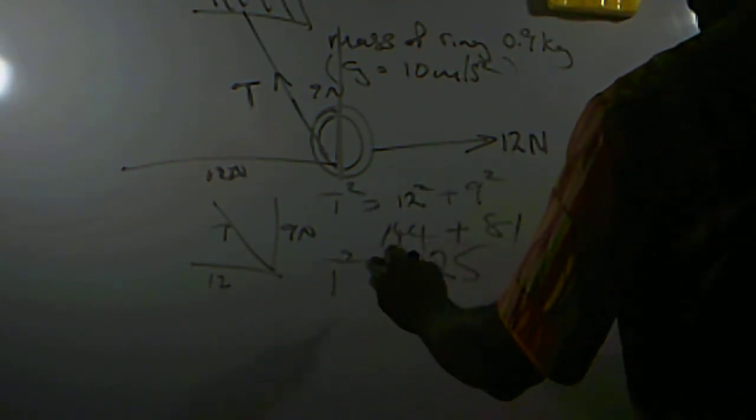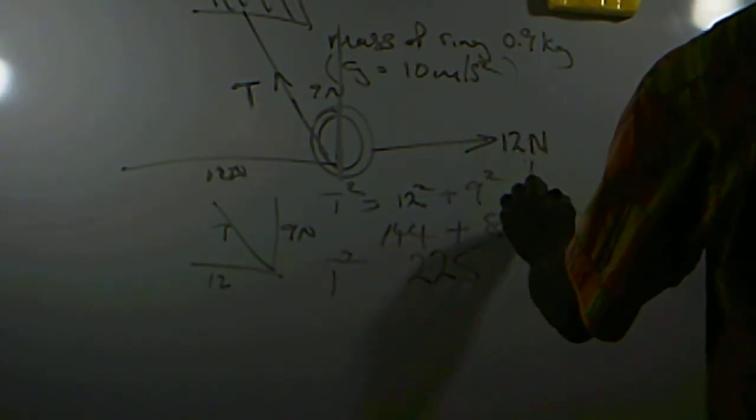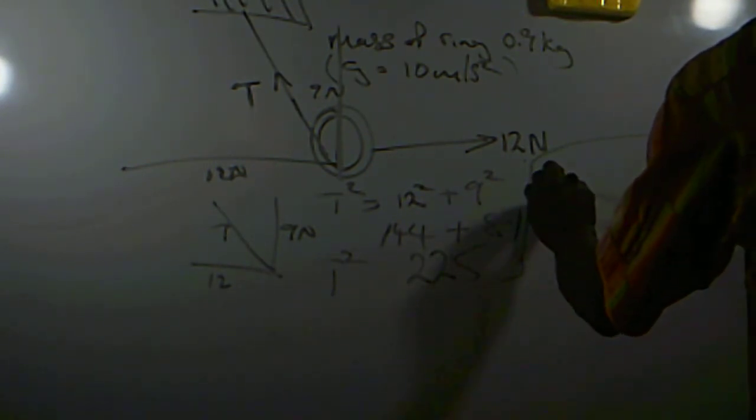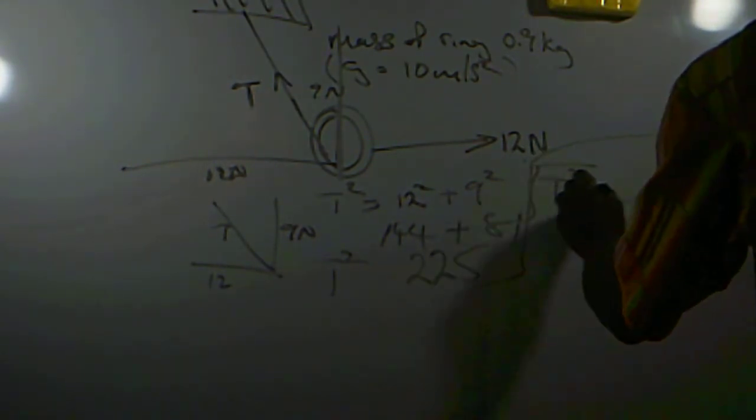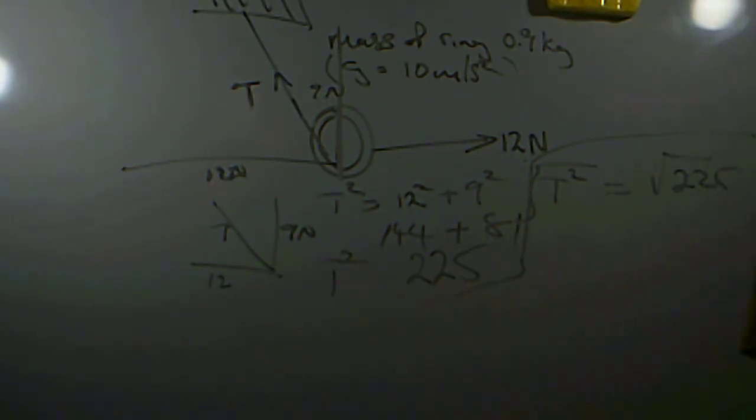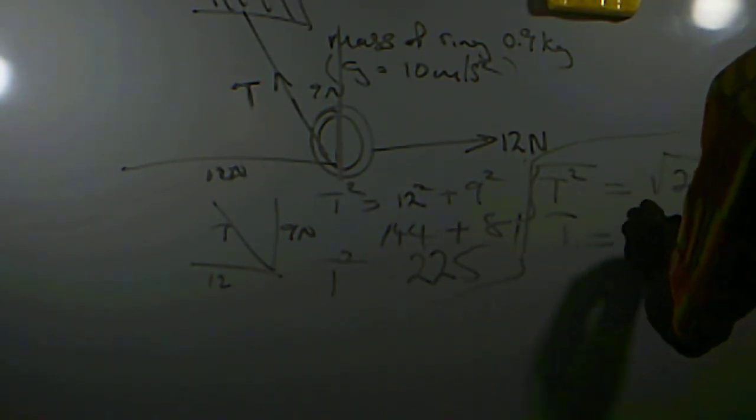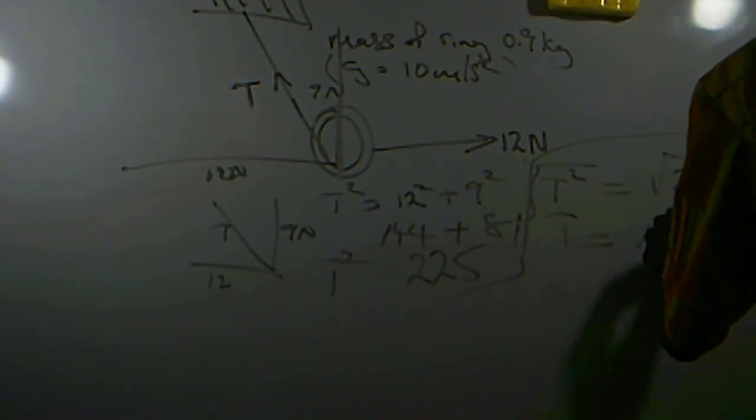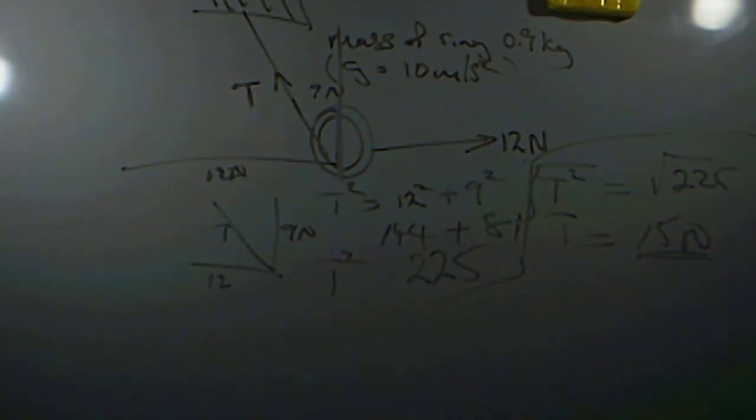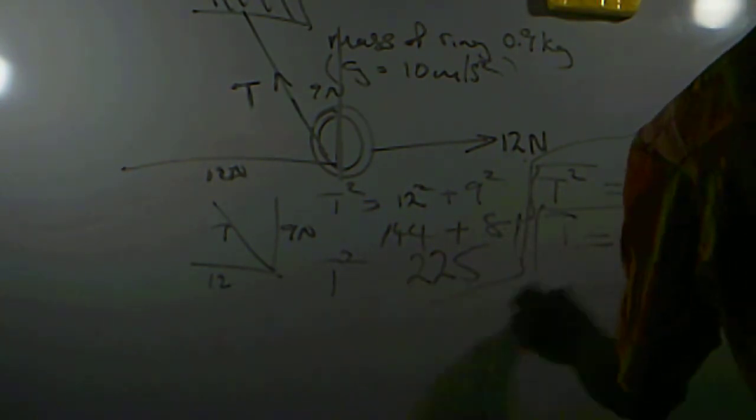Now we take the square root of 225. The square root of 225 will give us T is equal to 15 Newton. That is to say, in this case, the tension is 15 Newton.